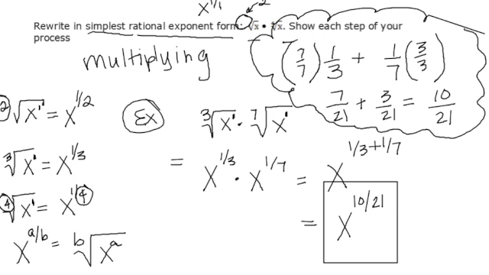And there it is. Now I want to warn some of you, I'm going to change my color here because I don't want you to think that this is okay. It is not okay for you to say, oh, that is x to the 1/3 plus x to the 1/7. That is not okay. You are not adding these two powers. You are only adding the exponents.